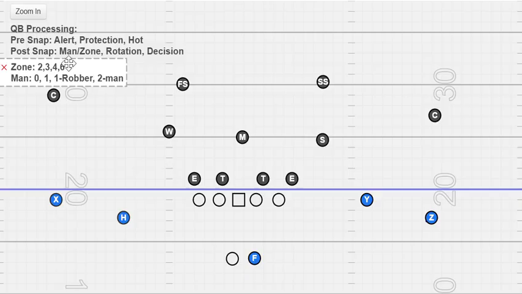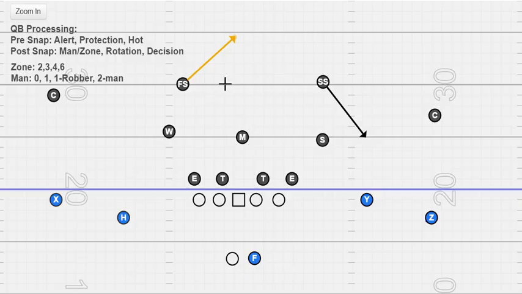Cover 3 is basically 3 deep, so we're going to have some kind of rotation. If I have 2 safeties like this, and they're going to play cover 3, one of these safeties is going to rotate. So I'll give you a strong rotation first. So that would be the strong rotation here.